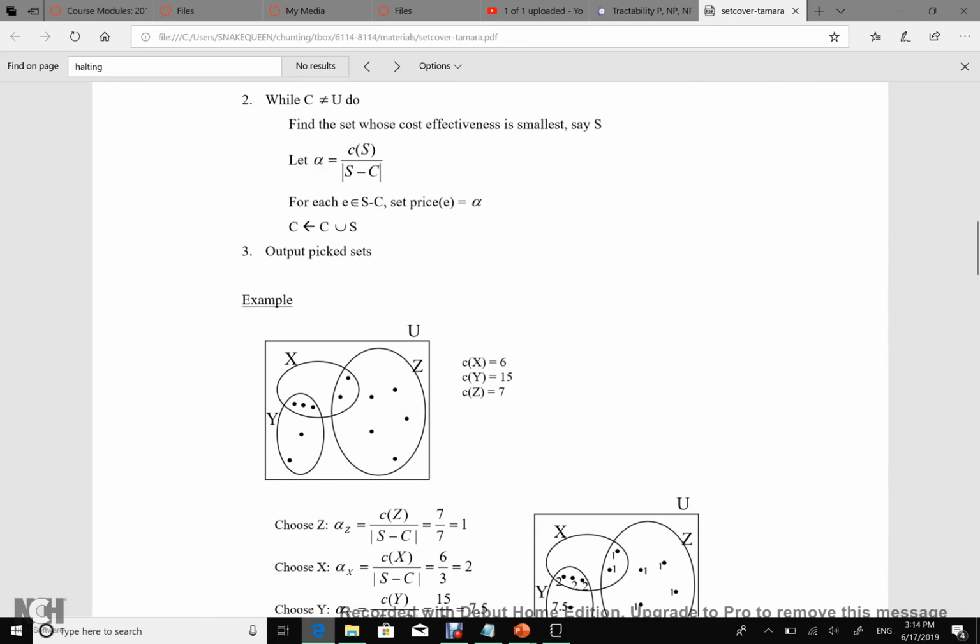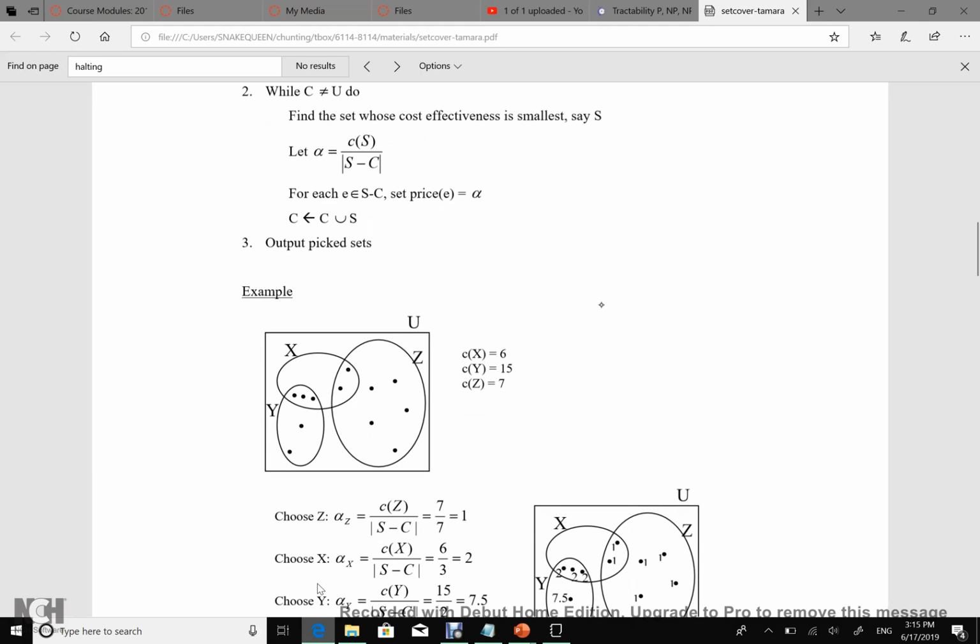You may feel it is clearer. So we say we have points which lie in U, and we have different subsets X, Y, Z. We want to decide how to select the sets such that they cover all the vertices, all the data points, right?